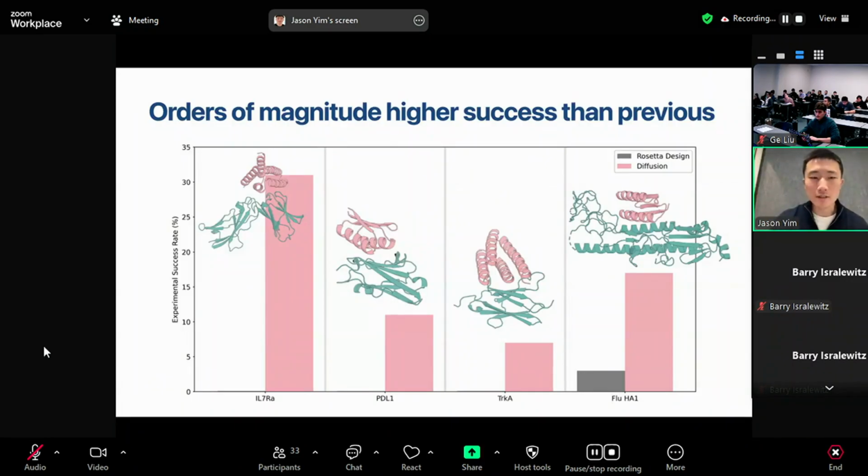And then the main thing is that compared to previous approaches, like Rosetta design, which was one of the most popular approaches for binder design, a physics-based method, this deep learning AI-based method was orders of magnitude higher. For some of these cases, I think the success was like 0.1%, and our diffusion was just able to knock it out of the park and get orders of magnitude higher success rate.